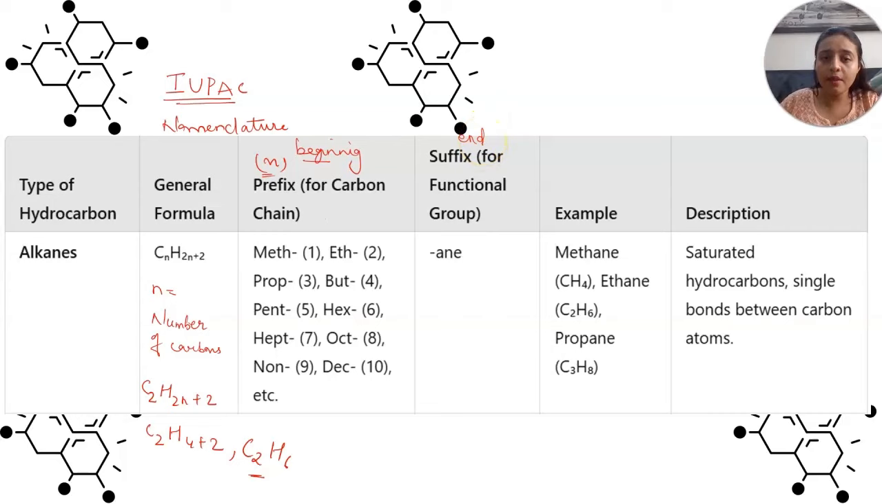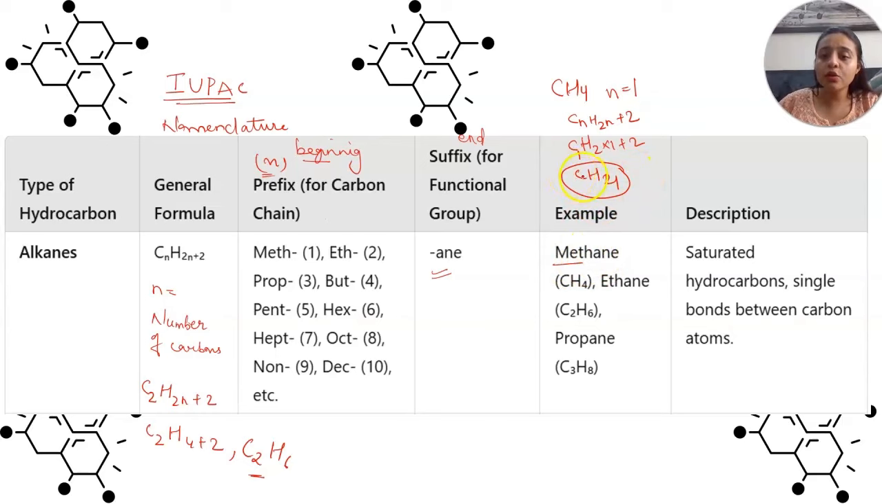Always remember, if it is an alkane, the name will always end with ane. No matter what you are writing in the prefix, the ending should be done with ane only. For example, we have methane, which is CH4. As you can see here, if n is 1, as per the general formula, C1, it will look like this: 2 plus 2, 4. So this is methane.